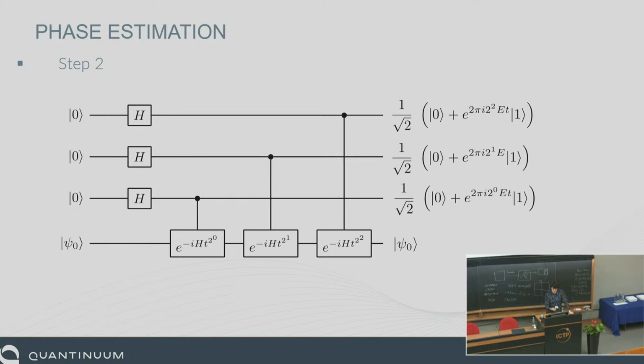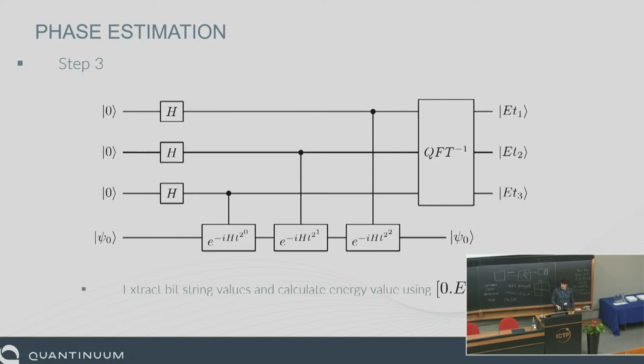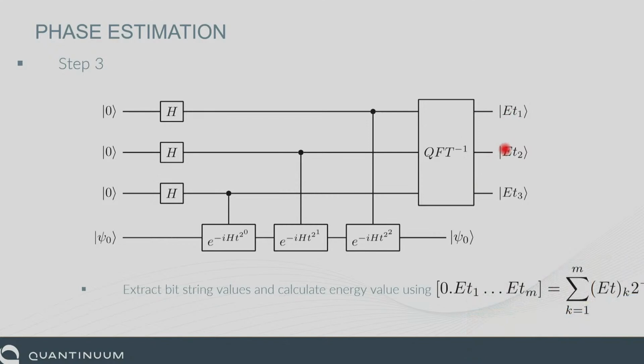And then we apply these successive powers of this controlled time evolution. We then get this phase. Sorry, there's a phase missing there. There's a t missing there. And then we can extract it this way. And we can then, because the phase is e to the t, and then we can extract the energy from that.